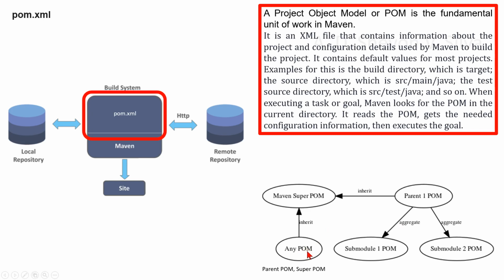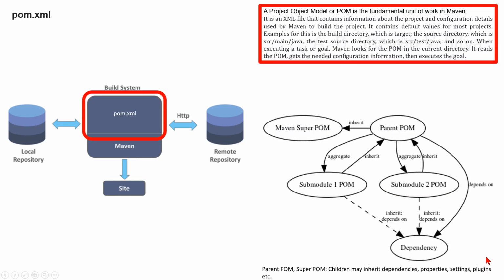Here you can see any pom inherits Maven super pom, and parent one pom inherits Maven super pom, and parent one pom aggregates submodule 1 pom and submodule 2 pom here. Now here you can see the parent pom and super pom.